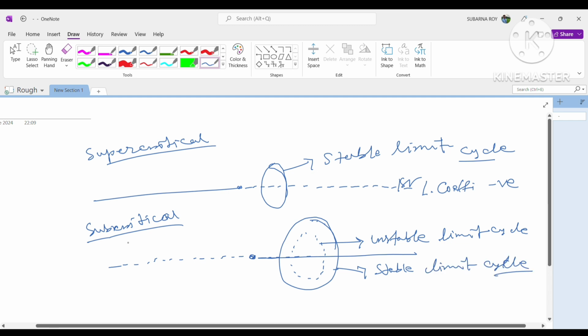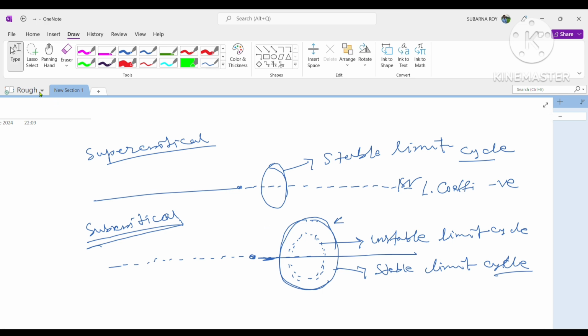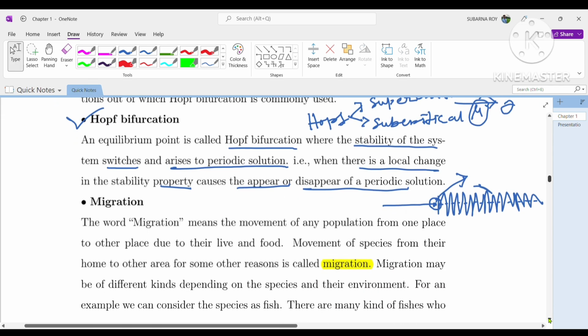So in the case of subcritical Hopf bifurcation, there always exists an unstable limit cycle around the stable interior equilibrium point, and also a stable limit cycle. Finding these two limit cycles graphically is very difficult, so we will discuss it later when we face this type of problem. Now we will discuss functional response.